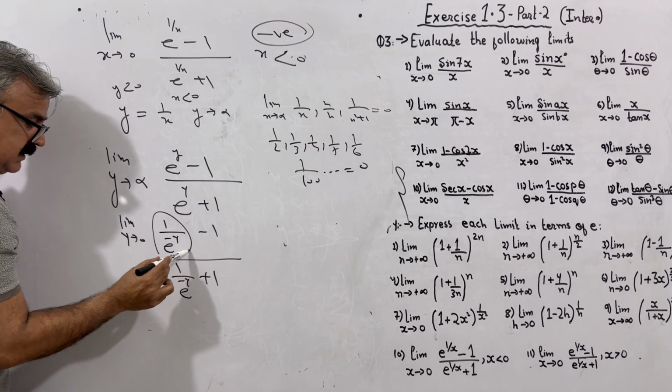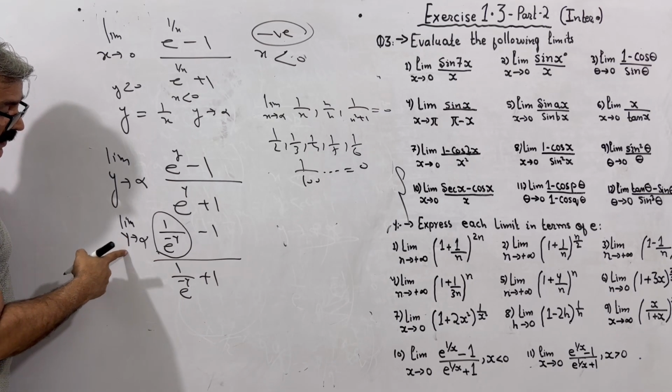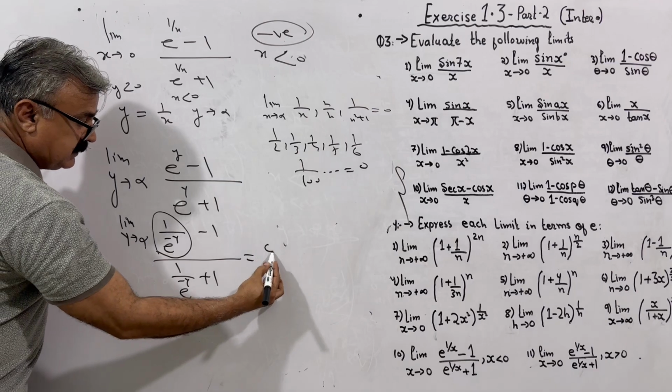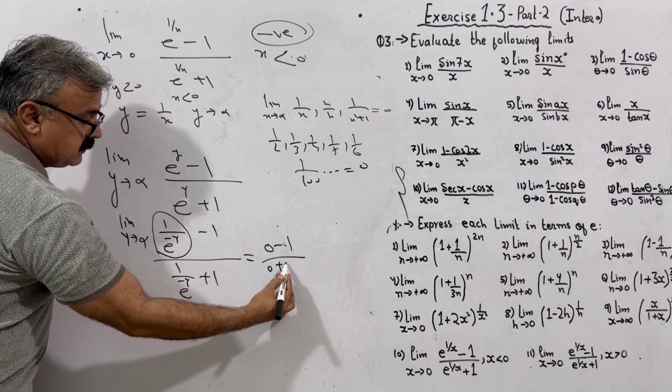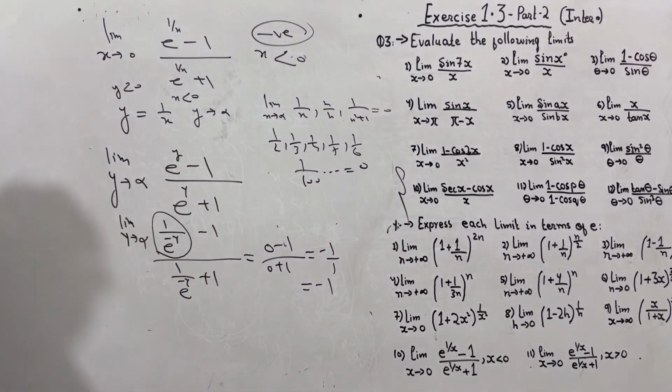So this is equal to 0 in case of infinity. In case of infinity, it's 0, it's also 0. So we have 0 minus 1 over 0 plus 1, which is minus 1 over 1. Minus 1 is our answer in that case.